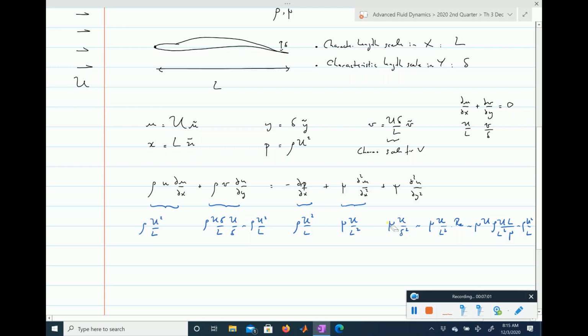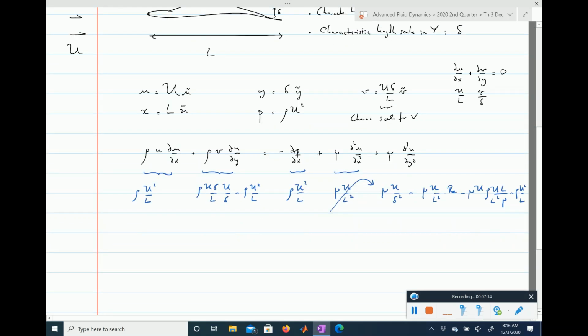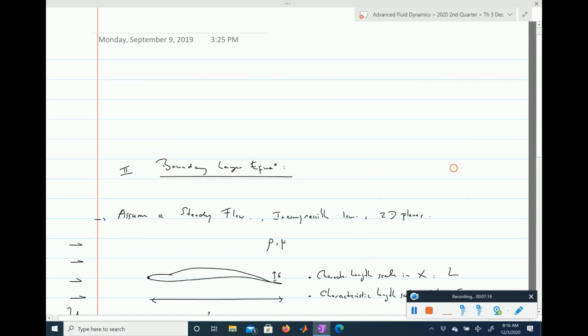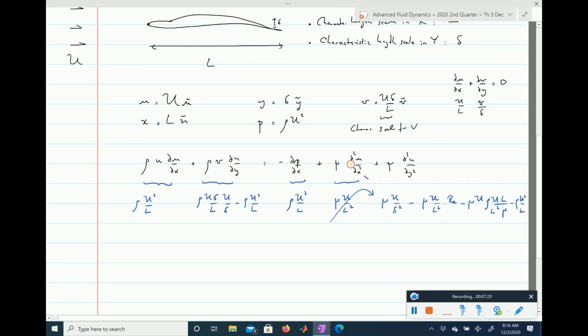But what you clearly see is that this term dominates, is much larger than that term. Right? This term here does not scale with rho u squared divided by L. This term here is much smaller, and therefore we can neglect that term. And so in the boundary layer equation, this term disappears. So that's the simplification of the boundary layer equation for the x momentum equation.